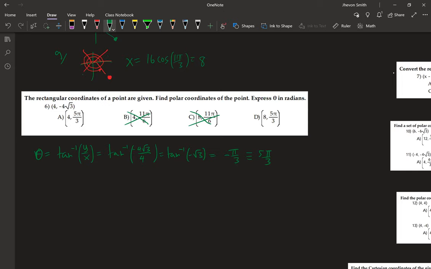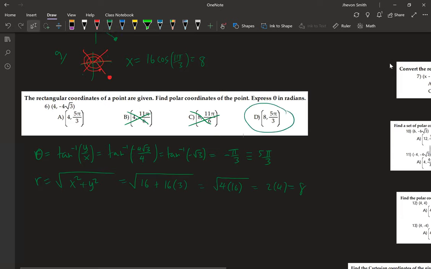So now let's find the r. The r is the square root of x squared plus y squared. So that's going to be the square root of 16 plus 16 times 3, or that's the square root of 4 times 16. That's going to be 2 times 4, which is 8. So D would be the answer.